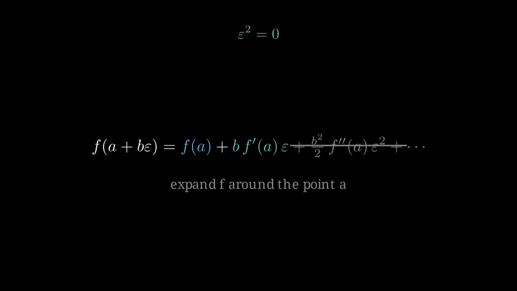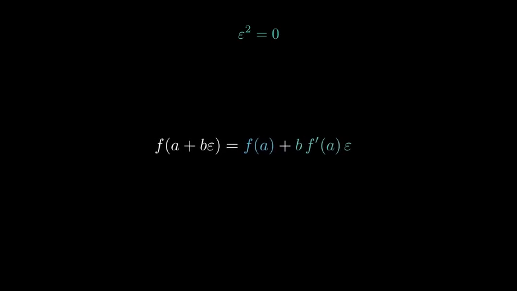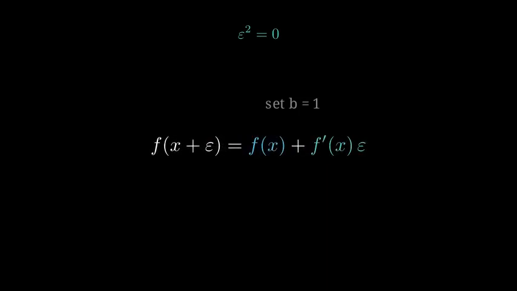Now apply the rule. Epsilon squared is 0, so epsilon cubed is 0, and every higher power of epsilon is 0 as well. Every term from the second derivative onward is multiplied by epsilon squared or something higher, so all of them vanish at once. Only the first two terms survive. Set b equal to 1. That choice marks this as the variable we are differentiating with respect to. What is left is beautifully simple. F of x plus epsilon equals f of x plus f prime of x times epsilon.